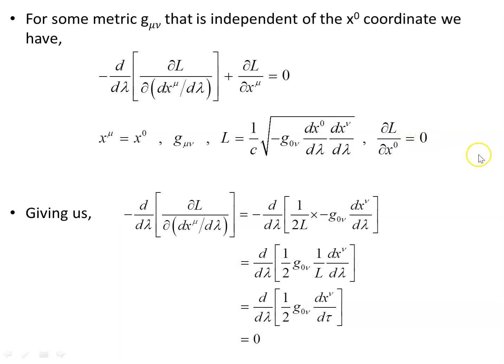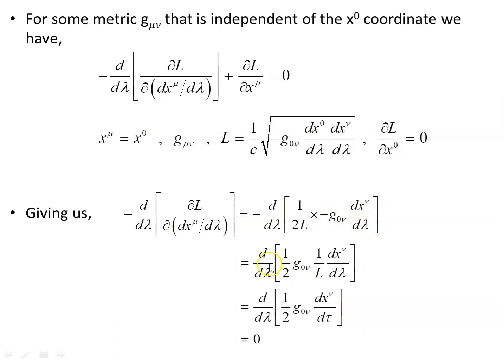All right, the only dependence in this Lagrangian is on the derivatives of the coordinates, not on the individual coordinates itself. So that means that that bit there drops off, and we're left with just this first part. Here we are there. Now let's substitute in. The x^μ here, I could put 0, I probably should have, but we have minus d/dλ of 1 on 2L times this object here.